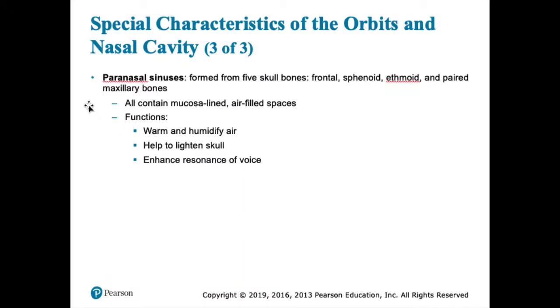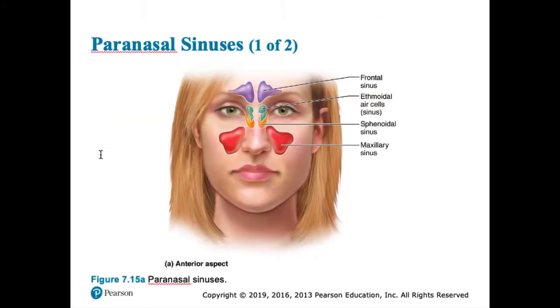The paranasal sinuses are formed by 5 skull bones: frontal, sphenoid, ethmoid, and paired maxillary bones. They all contain mucosa-lined, air-filled spaces, and their functions are to warm and humidify the air. They help to lighten the skull and, of course, enhance resonance of the voice. And so you can see those paranasal sinuses and where they are located.